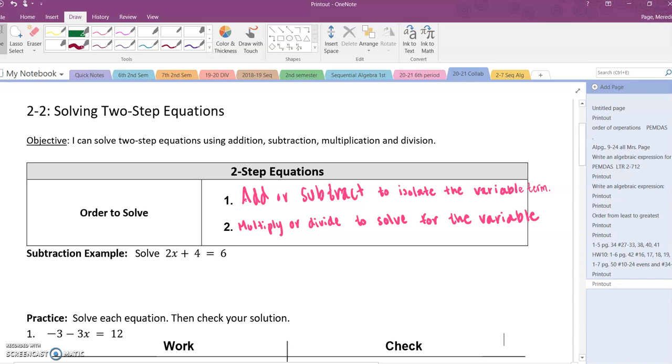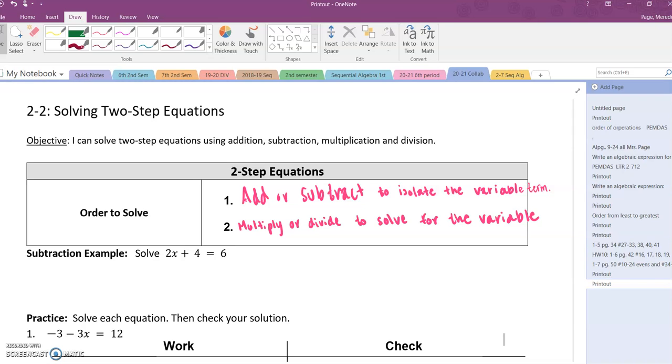Okay, so we're going to be talking about solving two-step equations. Objective: I can solve two-step equations using addition, subtraction, multiplication, and division. So the steps in order to solve two-step equations. Number one says add or subtract to isolate the variable term. That'll be the first thing you need to do. And then number two is to multiply or divide to solve for the variable.